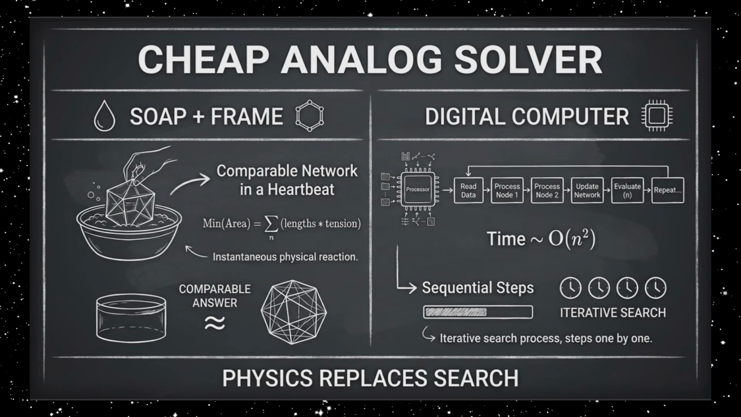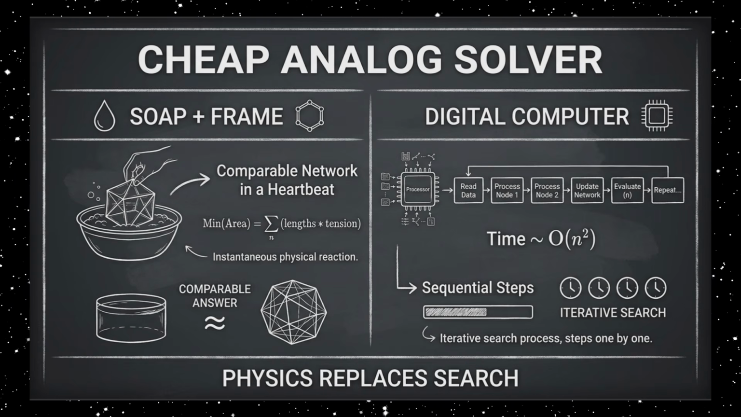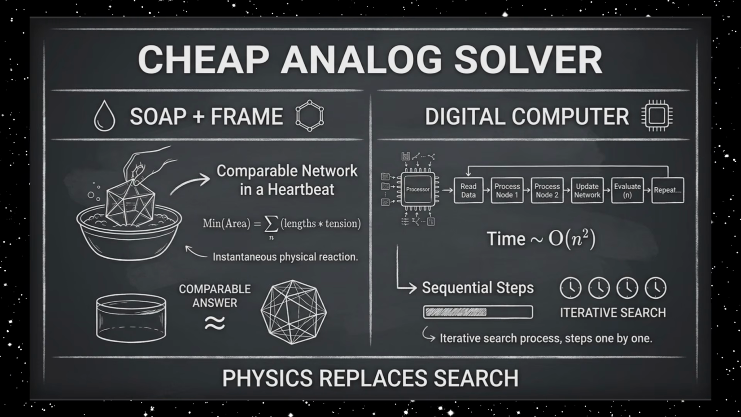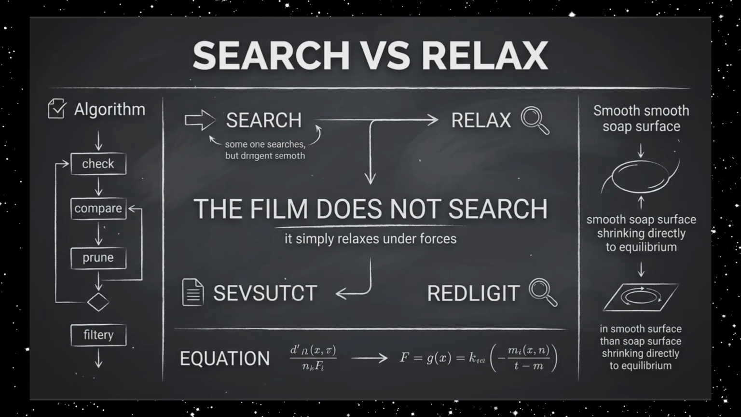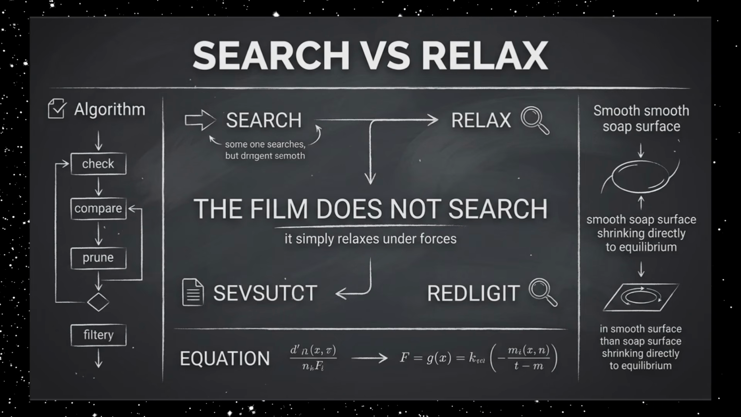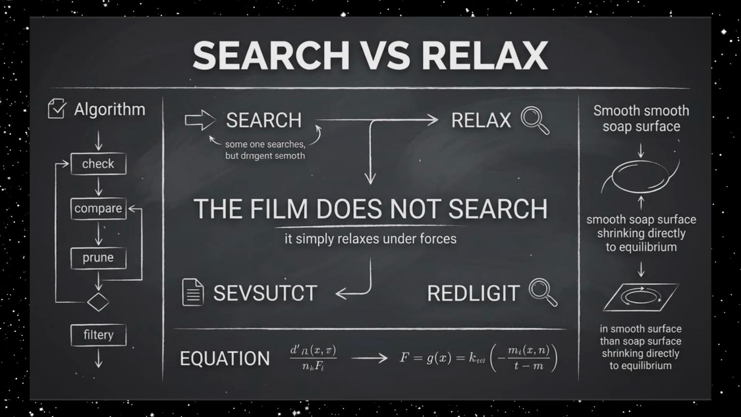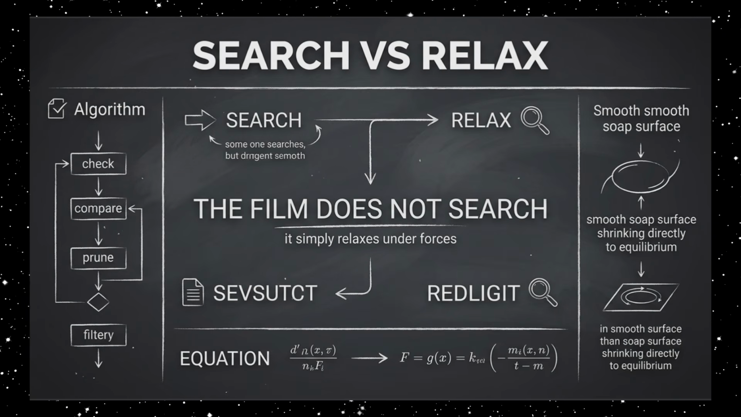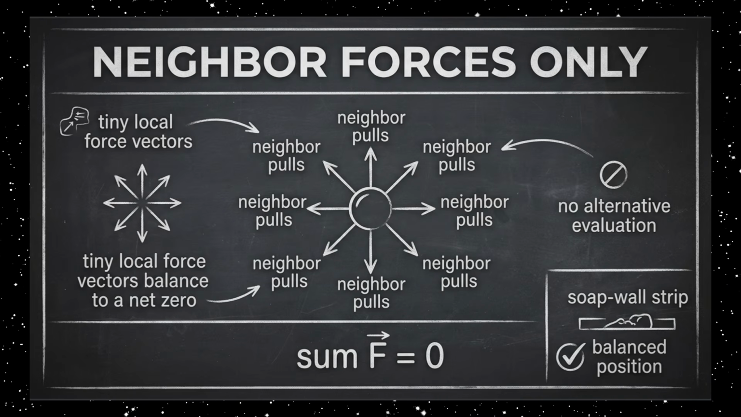The reason is that the soap is not doing what a computer does. A computer, even a very fast one, is fundamentally a sequential machine. It checks options. It evaluates candidates. It uses clever heuristics to prune the search space, skipping over options that are obviously bad. But it's still searching. It's still comparing. The soap film doesn't search.